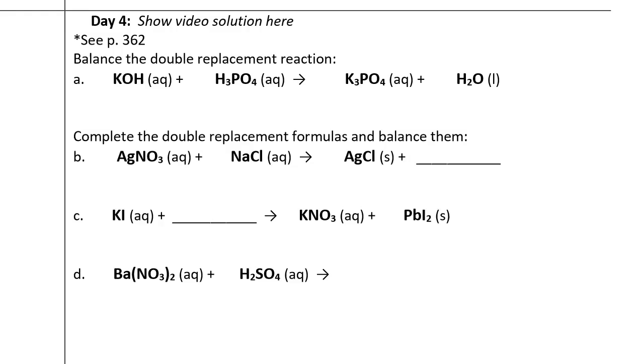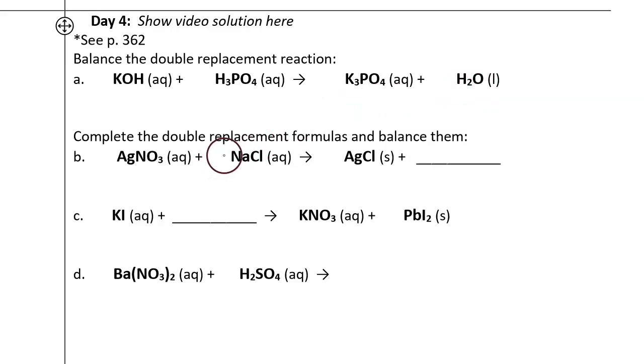Here is the answer for the day 4 Bellwork. Balance the double replacement reaction. On the reactant side, we have potassium hydroxide dissolved in water. It combines with hydrogen phosphate, which is dissolved in water, and that produces potassium phosphate, which is dissolved in water, plus H2O, liquid, so liquid water.